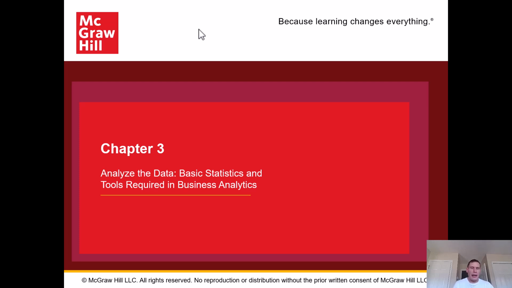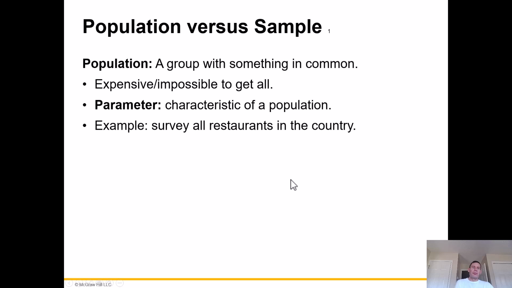So this video is going to be about just some basic statistics and some of the tools that can be required in business analytics. So let's just talk about some basic statistics first. First thing, population versus sample. Think of the population as a group with something in common, but obviously it's too many people, too expensive, too time consuming to get the data from every single person, individual, or item, whatever it may be.